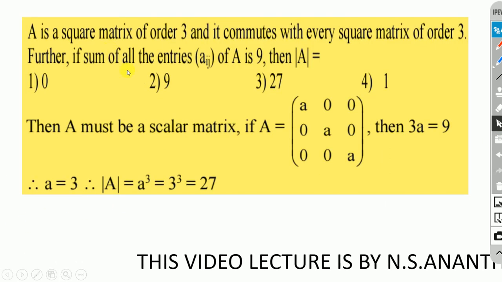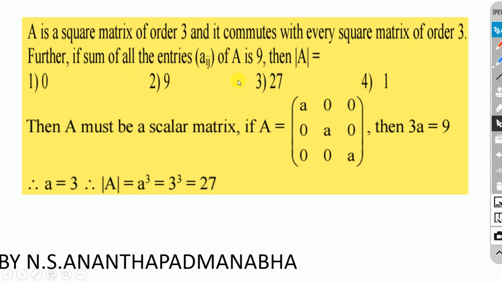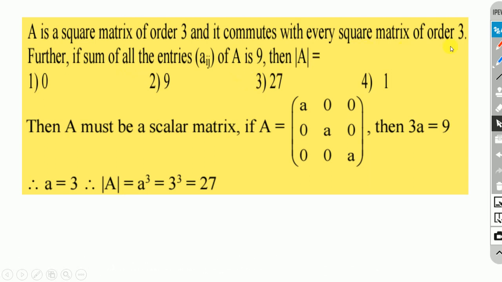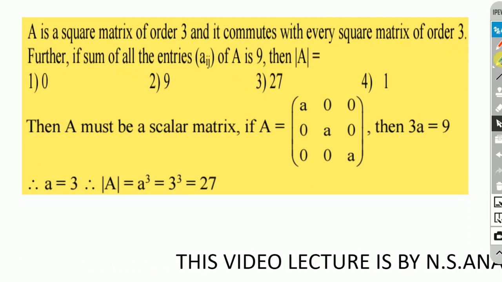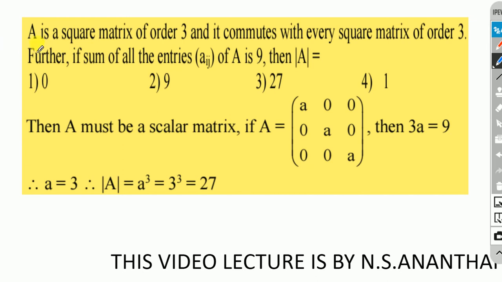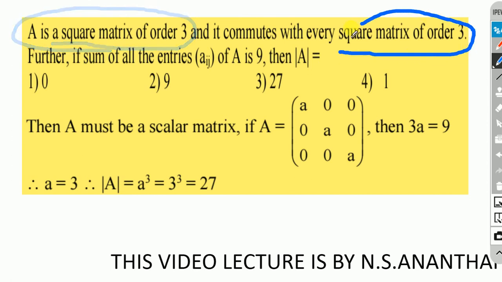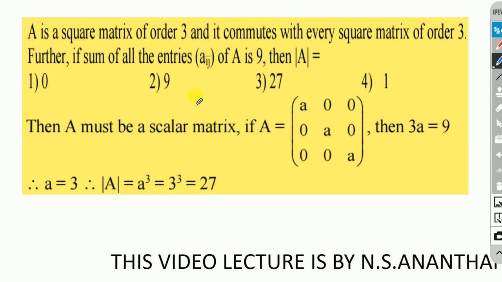A is a square matrix of order 3 and it commutes with every square matrix of order 3. So read this question carefully. Commutes means AB equals BA. If you take any square matrix of order 3, then it commutes.